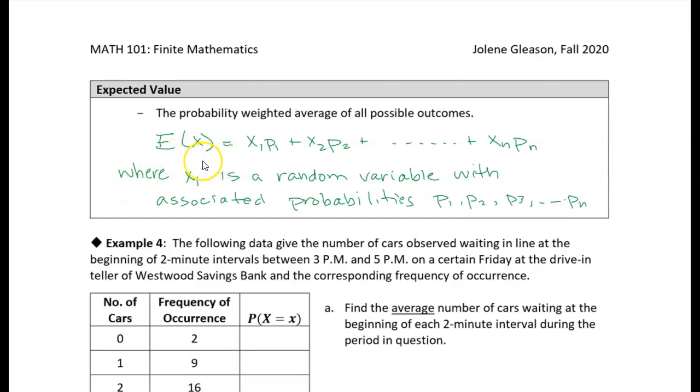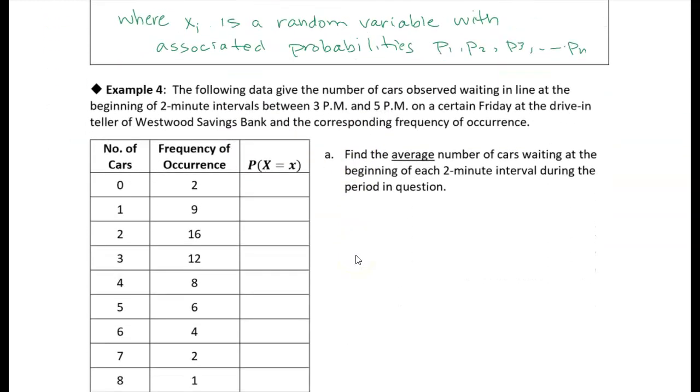We can call the expected value E of X. Sometimes I write EV for expected value. The expected value of this random variable is just all the possible outcomes of that random variable, each times its associated probability, added up. Let's see this in action, because it'll make more sense once you see it. Let's take a look at example 4.